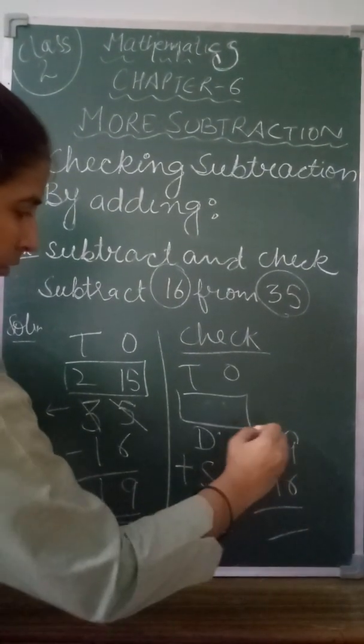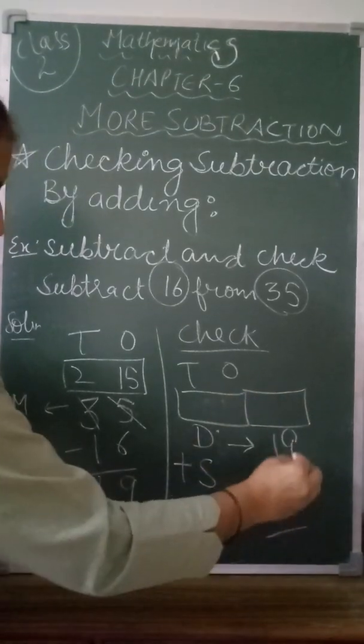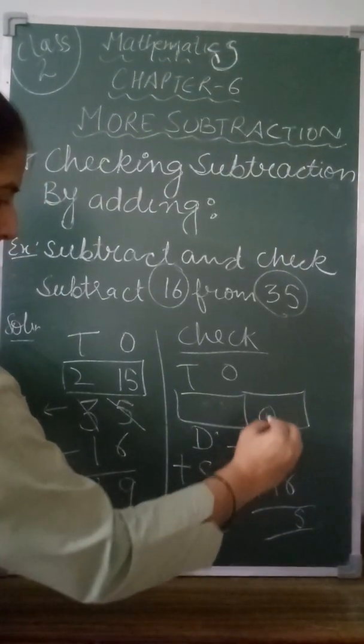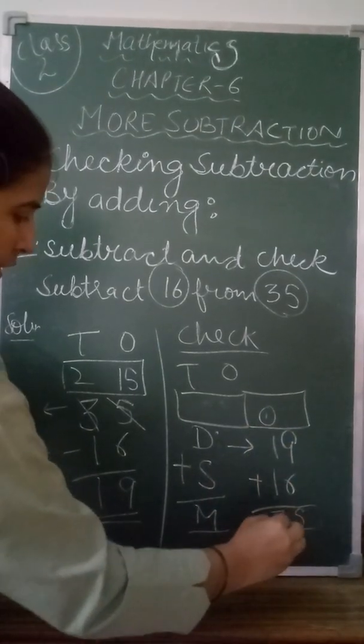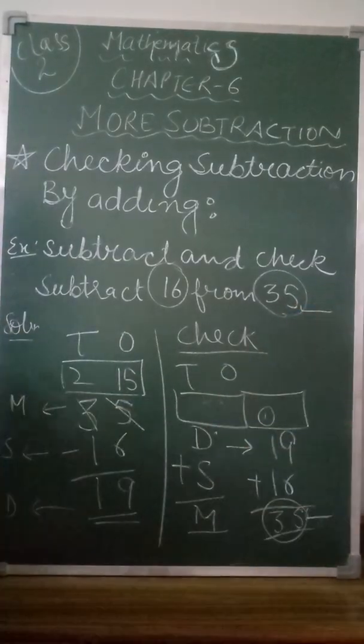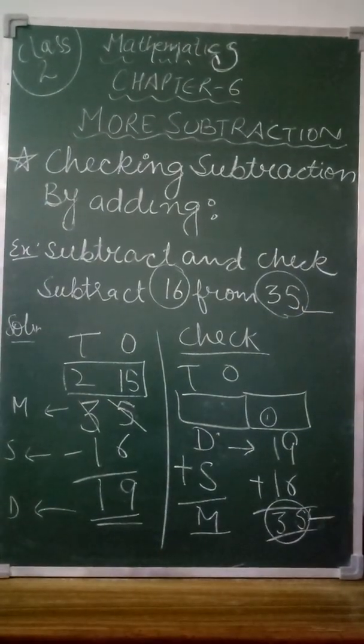Let's add. 6 plus 9 equals 15, 1 carry, and 1 plus 2 plus 3 is 35. You can check this, 35 and 35 they are equal. So this is the method to check your answers.